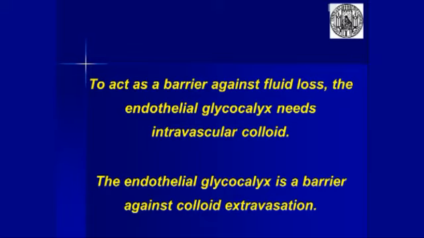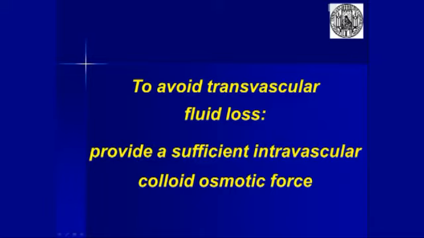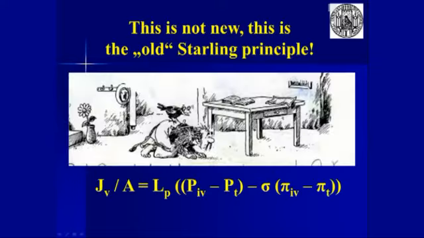So what's remaining after subtraction of the special knowledge of the glycocalyx? To avoid transvascular fluid loss, we have to provide a sufficient intravascular level of colloid osmotic force. Well, this is not more than the good old Starling principle, but this is no reason to turn away the focus from the glycocalyx concerning vascular permeability. Some surprises are waiting for us, questioning this very old principle.